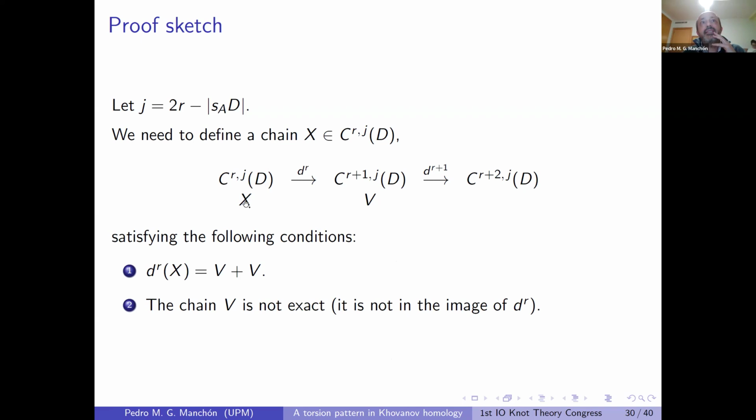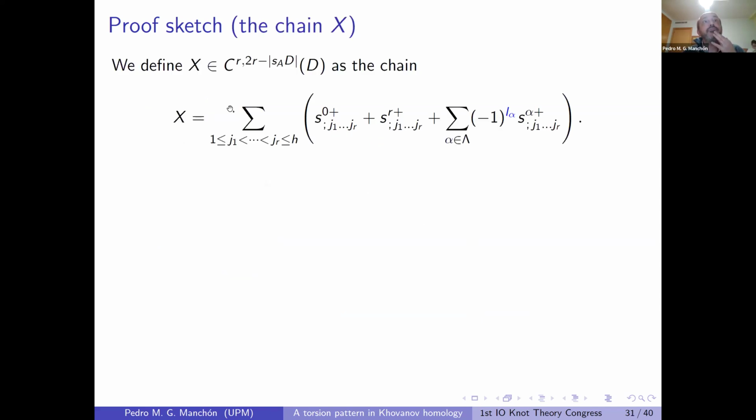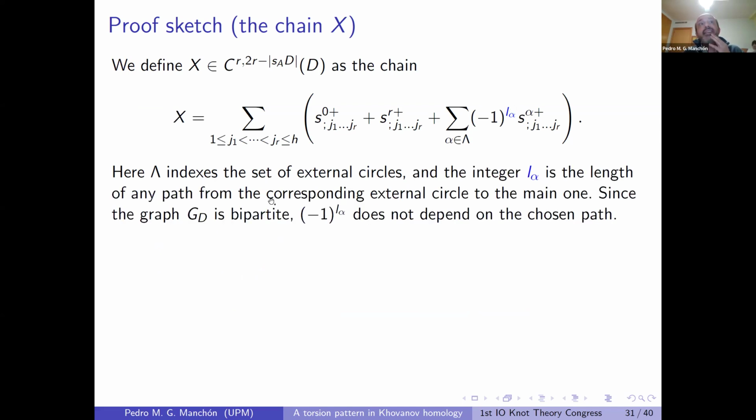So we have to define this element X that, recall, has R B labels. V has R plus 1 B labels, but X must have R B labels. The general definition of X is a sum of states in which we consider R B scars inside. Here in this definition, lambda indexes the set of external circles, and L alpha is the length of any path from the corresponding external circle to the main one. Since our graph is bipartite, these numbers do not depend on the chosen path. So that's where we use the hypothesis of the graph being bipartite.